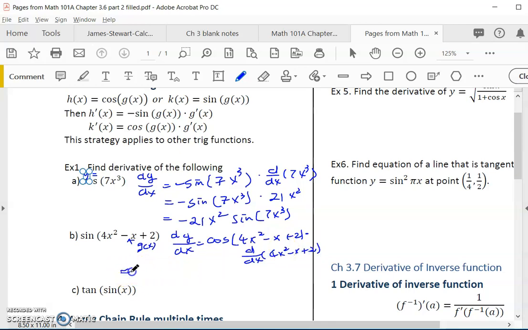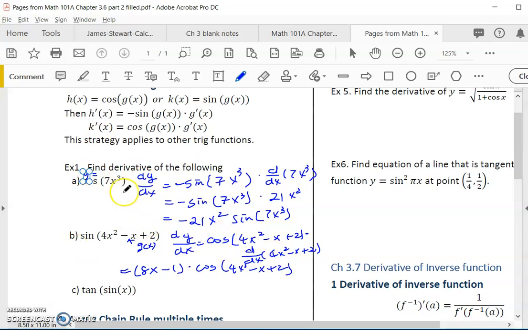So that ultimately would become what? 8x, minus x becomes 1, times, I just write this in the front, and then the same 4x squared minus x plus 2. So that is the derivative.